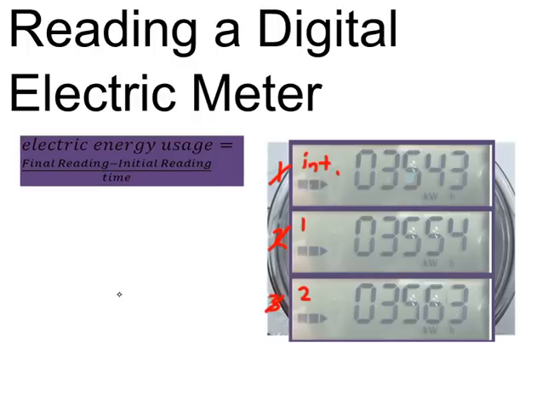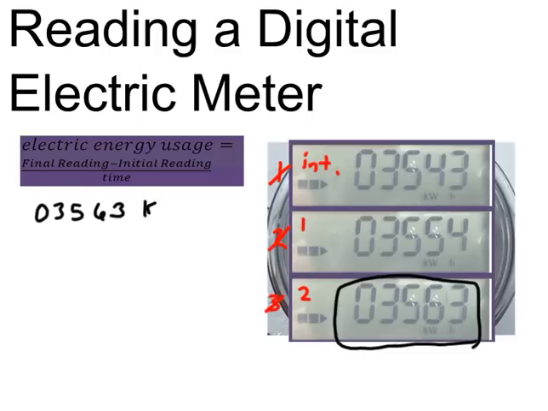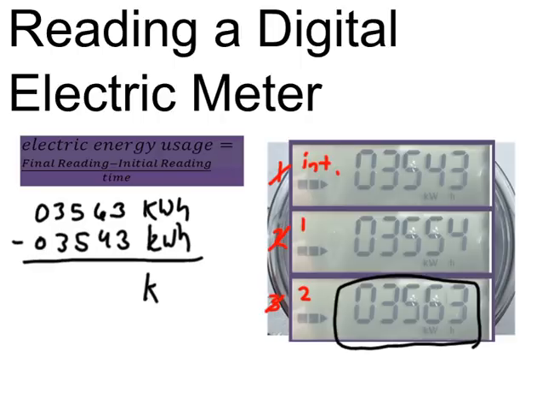You take the electric energy on the readings: the final reading minus initial, and you have to divide by the amount of time that has passed. So our final reading here would be the bottom box. So we've got 0, 3, 5, 6, 3, and that's in kWh for kilowatt hours. If we subtract our initial reading, which was 0, 3, 5, 4, 3 kilowatt hours, our units are still going to be kilowatt hours at the end, and we go ahead and subtract that, and that's 20.